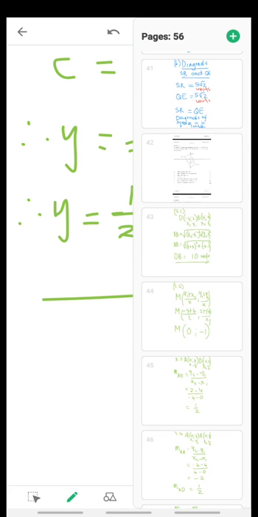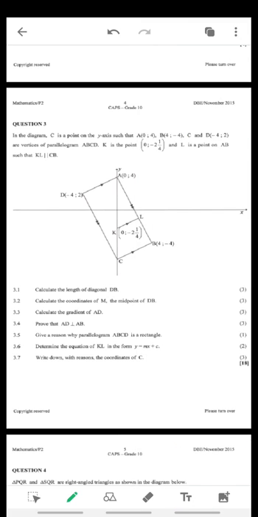Okay. Now, the next thing is write down with reasons the coordinate of C. Look at C. C is on the y-axis, meaning the x value will just be 0 because all x values on the y-axis are 0. Okay. Now, how do you find C?